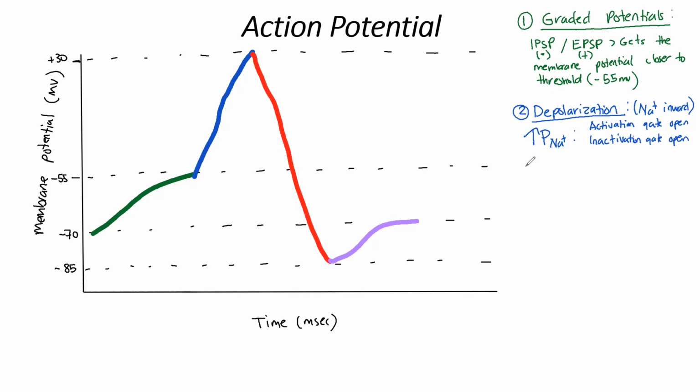But let's also think about the state of our other channel here as well. So we have a decreased permeability to potassium relative to sodium, right? Relative to sodium at this time. And then that is created because our voltage gated potassium channels are closed, okay? And so what we see here is the membrane potential becomes more positive.